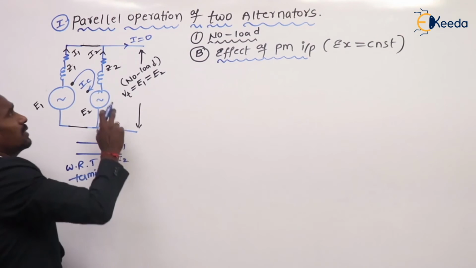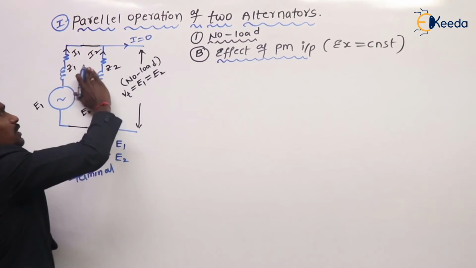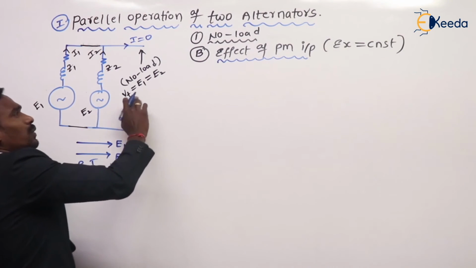I told you already, this is parallel operation under no load condition. Under no load condition, E1 is equal to E2 is equal to Vt.